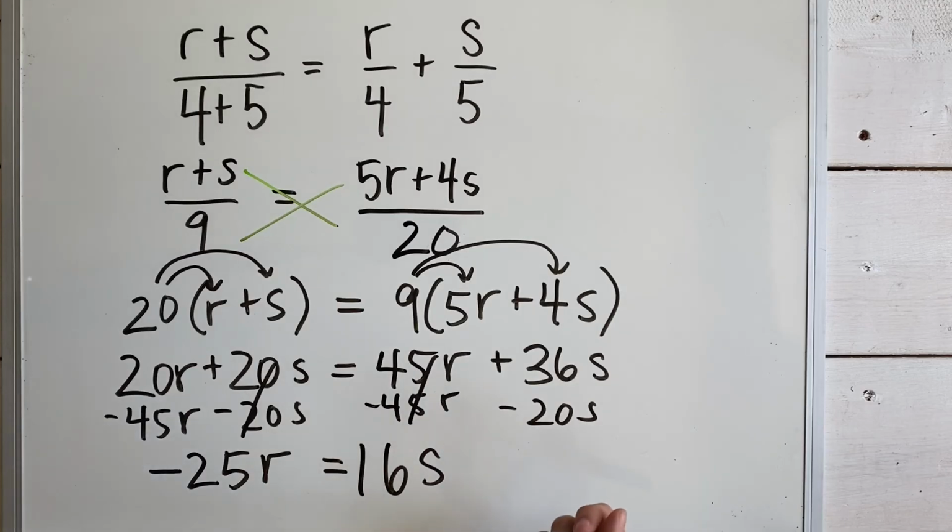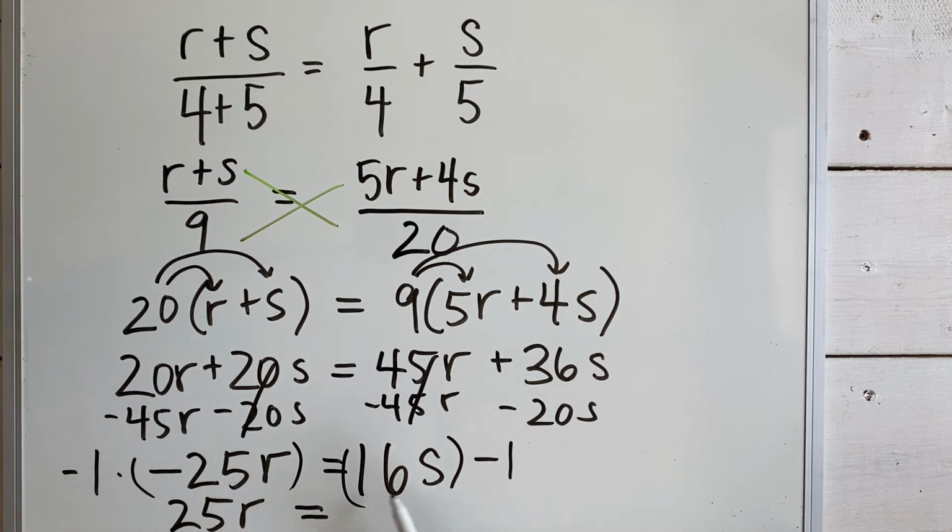So how can we possibly make this look like that? Well, if we multiply both sides by negative 1, we're going to get rid of the negative on the left side because negative 1 times negative 25 is positive 25. So we get 25r equals negative 16s. And that is our answer.